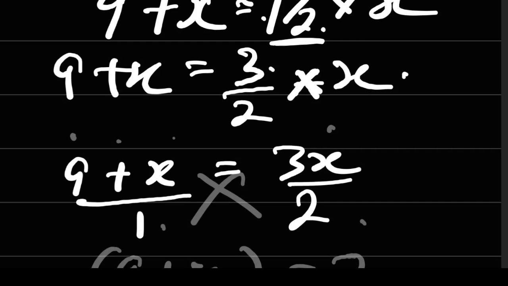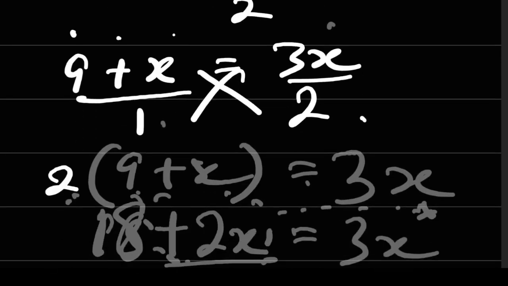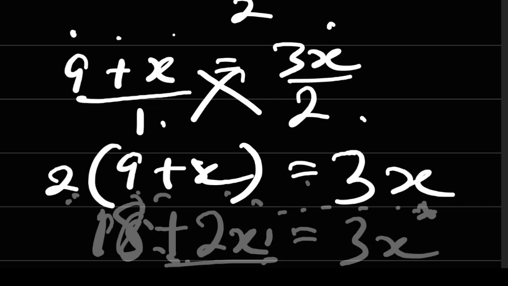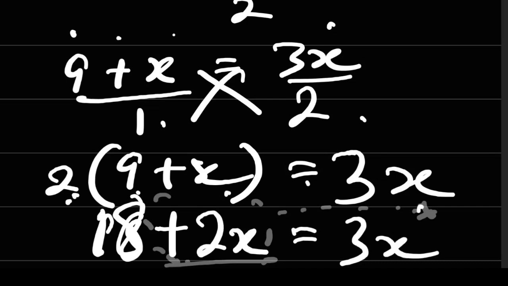We put over 1 here and then we cross multiply. So 9 plus x times 2, that is 2 multiplying 9 plus x, equals 3x times 1, which is 3x. 2 times 9 is 18, plus 2 times x, 2x, equals 3x.